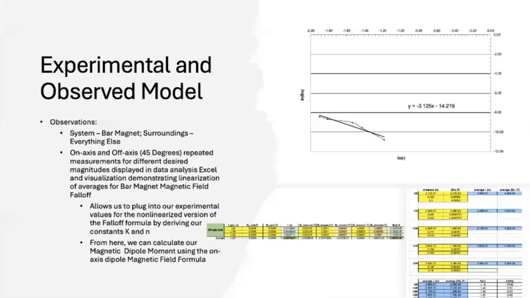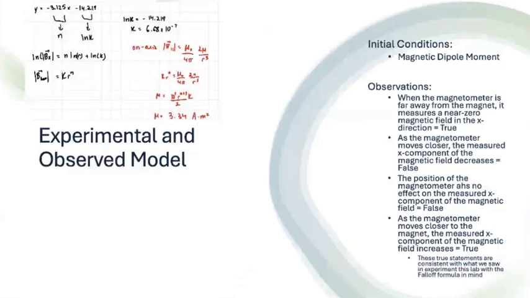Using everything that we had here, it gave us this formula. This was a representation of n, and this was ln K, which we'll show in just a second. This also represents our experimental net magnetic field. This is the breakdown of how we got our n value right here, which was negative 3.125, and our K, taking e to the ln K to cancel out the natural log, which gave us 6.68 times 10 to the negative seventh, and then calculating our magnetic dipole moment here. That was what we got as our initial conditions to plug into the computational model.